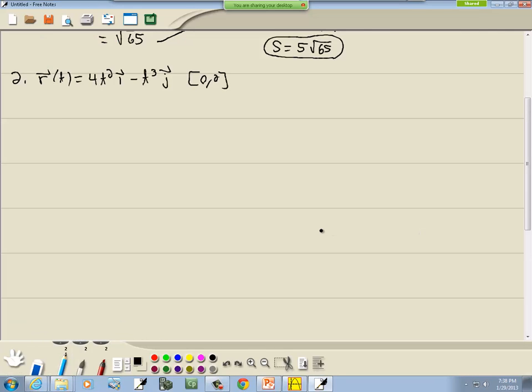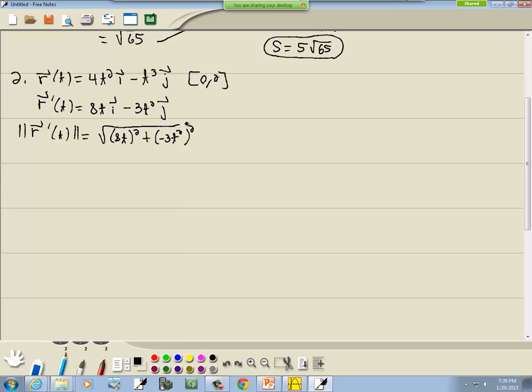Okay. Well, we need r prime. We've already said that before. So for r prime, the derivative of 4t squared is 8t i minus, and then the derivative of t to the third is 3t squared, and then j. Well, we also need our magnitude of r prime. So that's going to be the square root of 8t squared plus negative 3t squared, to the second power. So I square what's before i and square what's before our j, and then we're adding them together underneath the square root. So that gives us 64t squared plus 9t to the fourth.